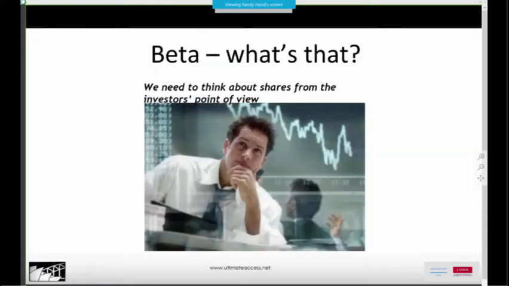So we need to think about beta, and we need to think about beta not from the point of view of the business that's borrowing the money. We need to think about it from the point of view of the investors wanting to lend money and considering whether to lend money to this company or to lend it to another company, or even to buy the shares of this company.